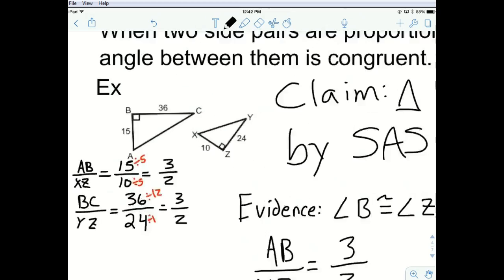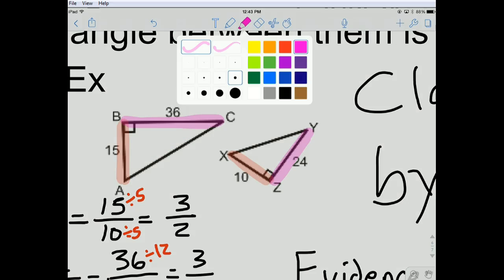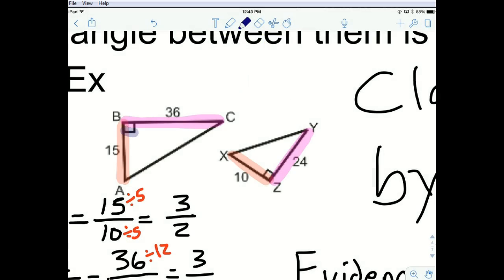So if we zoom in on the picture over here, we've got a side, this short side here is BA. That would match up with this short side over on the second triangle, XZ. The other side, this is the long one, 36, matches up with 24. And then, of course, we've got the angle in between. And so this is a right angle here, and this is a right angle in here. It has to be the angle between.